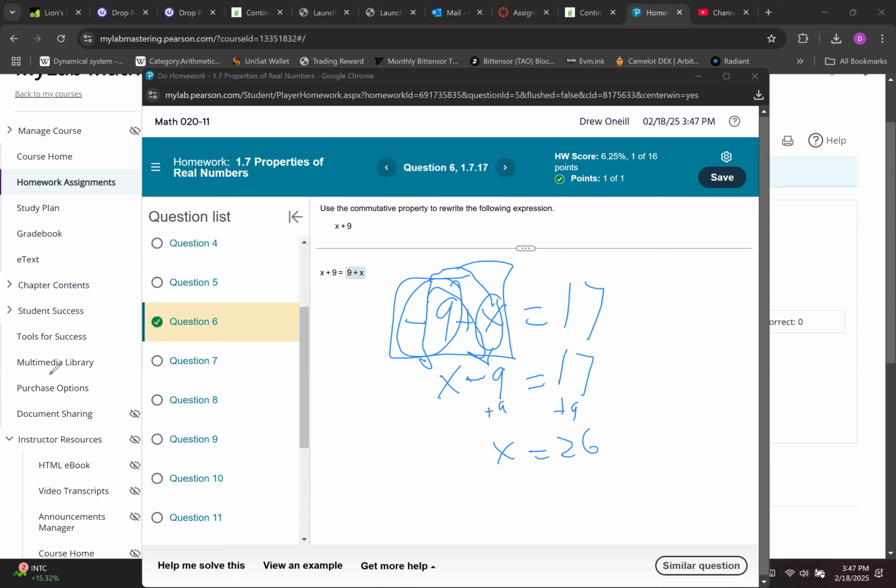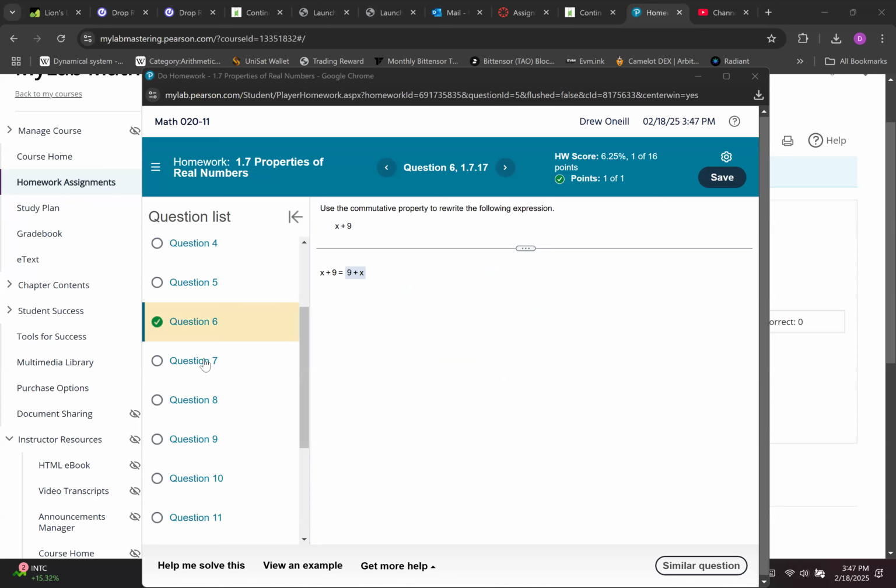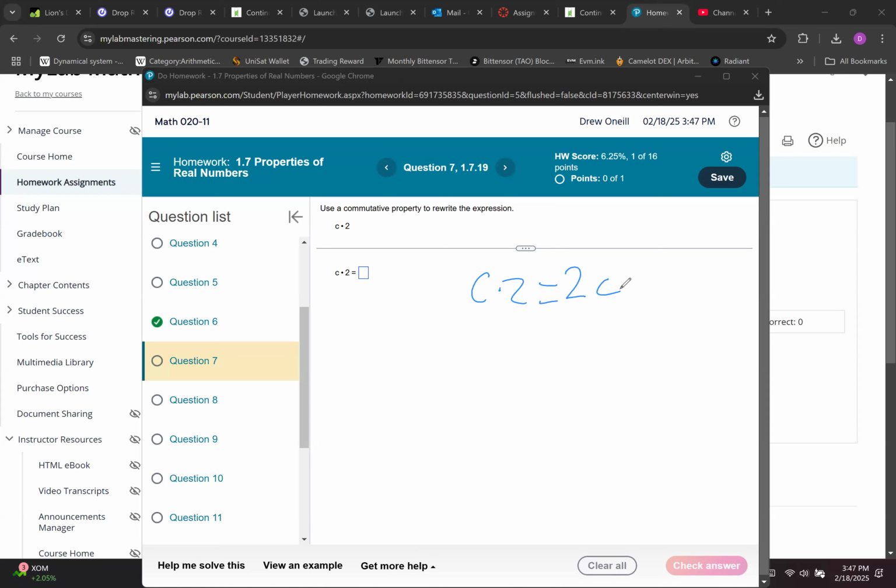So that's an example of the commutative property and why we use it. Let me show you a couple other ones. It's also multiplicative. This is not maybe as important with numbers, but it certainly is with variables and how we are able to move things around. So we have c times 2, and this question is just asking, since multiplication is commutative, what can we do? We can flip it and get 2c. So that answer is just 2c.